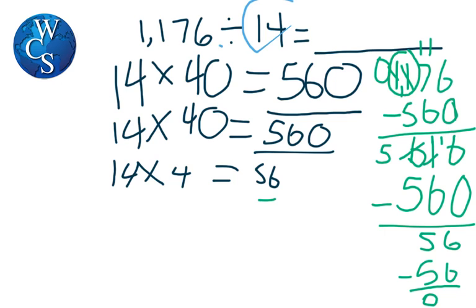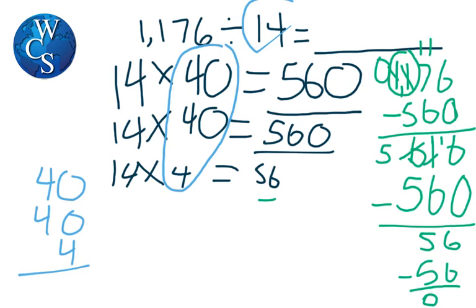So what I do next, I'm going to circle all my factors, which is the 2 40s and the 4. Now I just got to add it together, and I get 84. So the answer to this equation is 84.